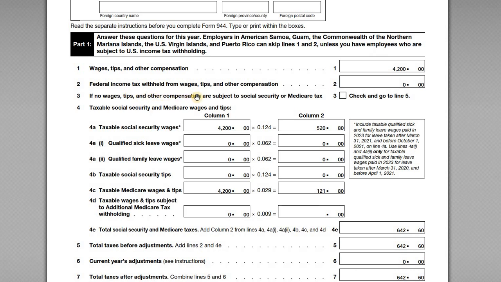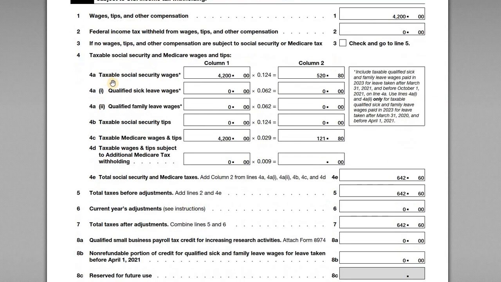And line 2, federal income tax withheld, is 0, right? We didn't have any federal withholding. Now the taxable Social Security wages are the same, $4,200, and the taxable Medicare wages are also $4,200. We don't have any of these items related to qualified sick pay. He's not in a tip income kind of position.